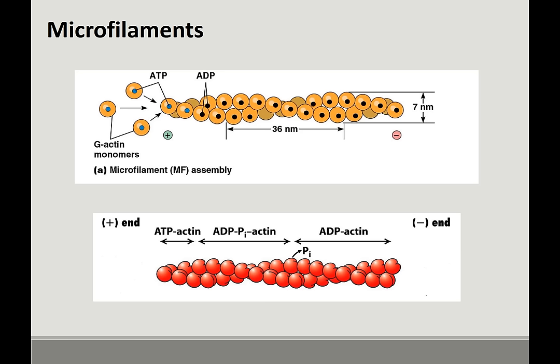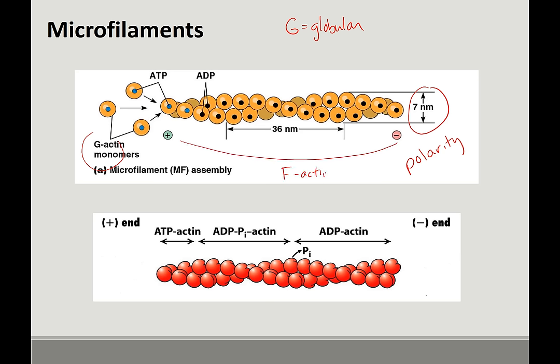So the microfilaments, whoops, on the wrong page, there we go. Microfilaments are the thinnest, right? So only 7 nanometers. They do have polarity, a plus end and a minus end. They are formed with G actin monomers. So the G stands for globular. And then they make an F actin. And F stands for filament. So if you see F actin, you know that it has polymerized into these 2 strands twisted around each other, and each strand is made up of the G actin monomers.